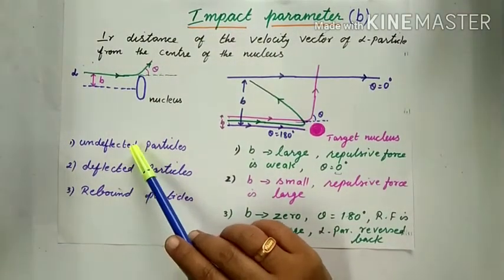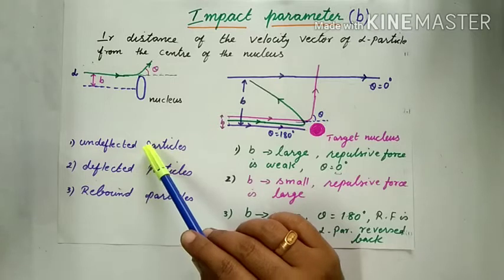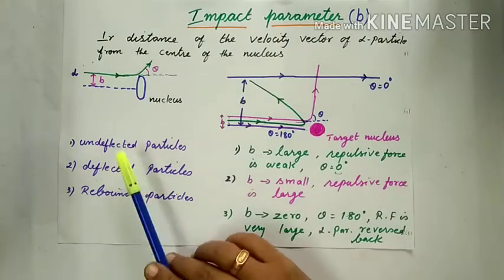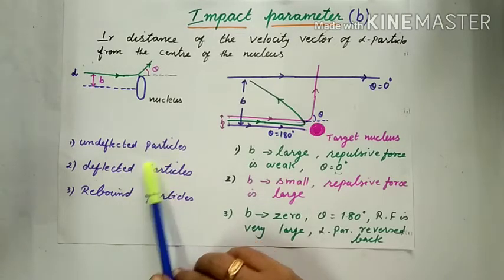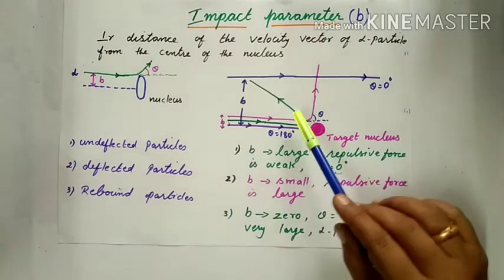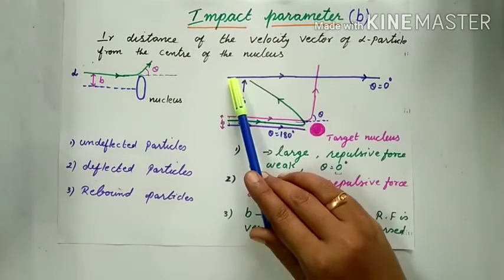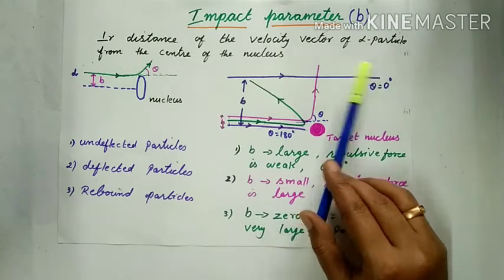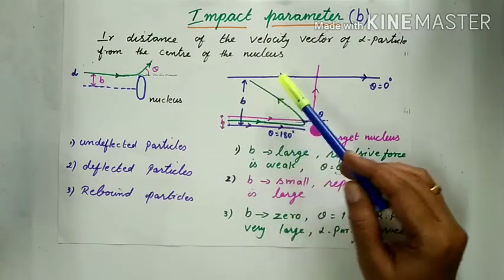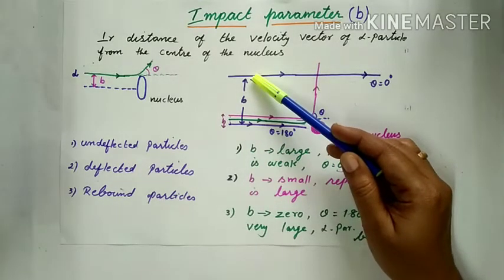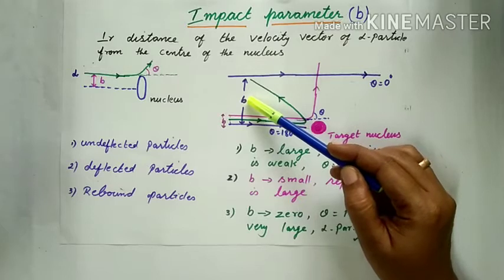And in the alpha particle scattering experiment, you studied that there are three types of particles. First one is undeflected particles, second one is deflected particles, and the third one is rebound particles. So look at this figure. The first line represents the undeflected particle. So this alpha particle is at a very large distance from the center of the nucleus. That is, b is large.